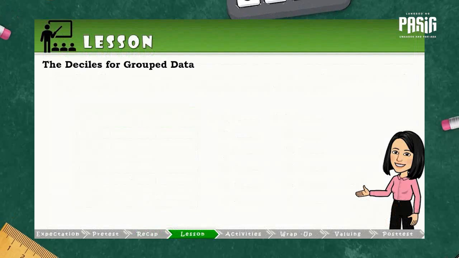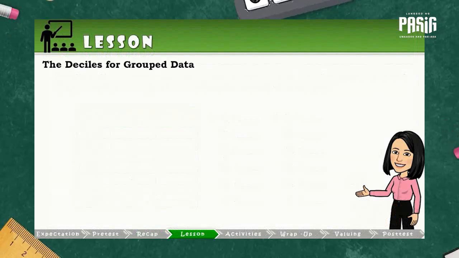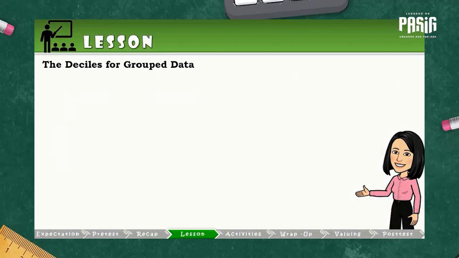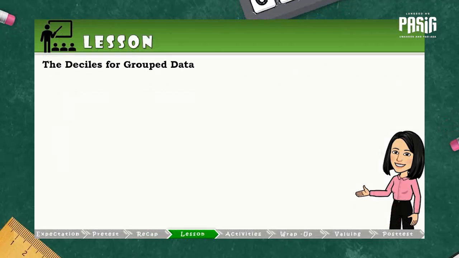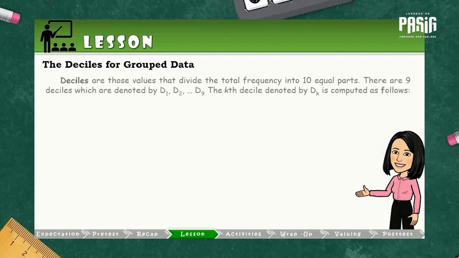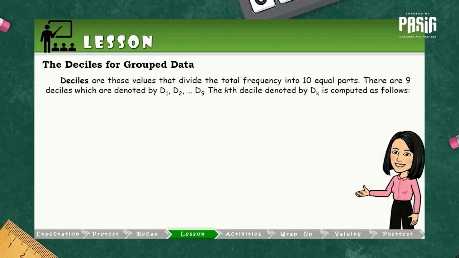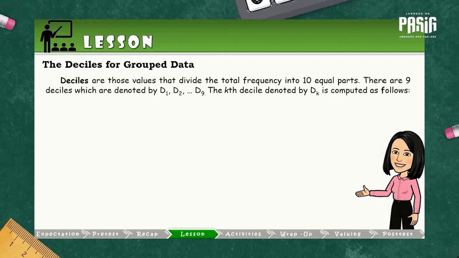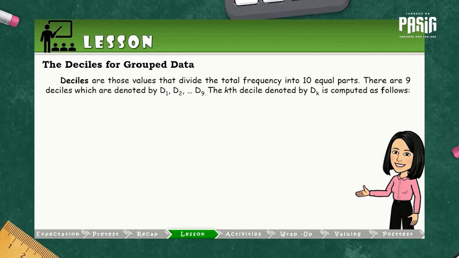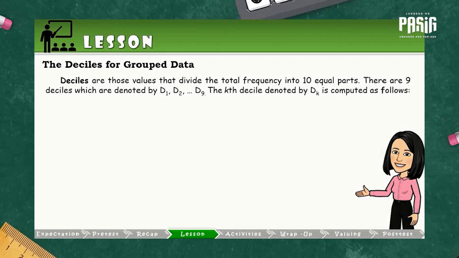Our main lesson. In this learning episode, we will have a detailed overview of what deciles are and the step-by-step process of finding the deciles of grouped data. Deciles are those values that divide the total frequency into 10 equal parts. There are 9 deciles, which are denoted by D sub 1, D sub 2, and so on up to D sub 9.